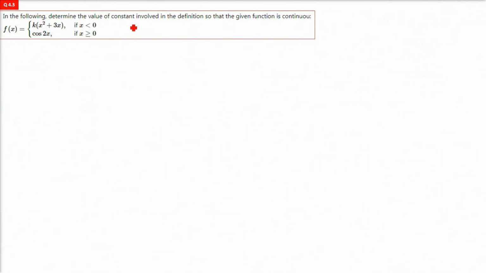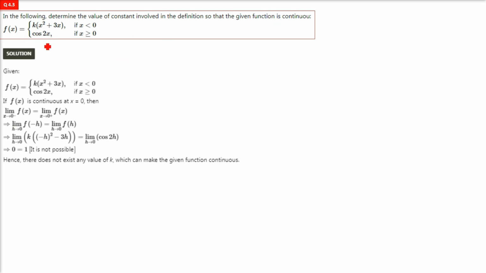In the following, determine the value of the constant involved in the definition so that the given function is continuous. So what do we do here? Because x, x both are here, we'll take the limit and we'll equate it to the other value which is at x equals 0. The left hand limit and right hand limit also you can find out, and then you can place it and equate it. So the point of check is x equals 0. So we have to go on the left hand side and the right hand side.